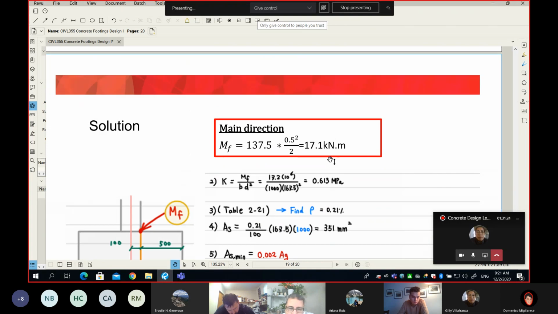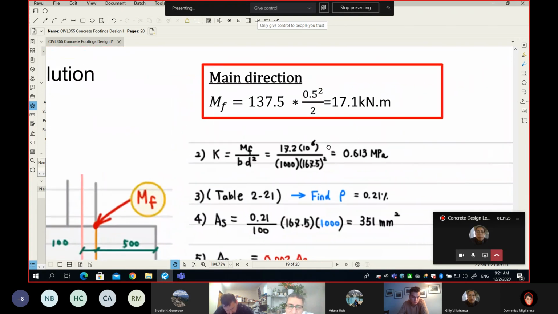How can we find the rebar? Here is the surprise. Nothing new. What you have to do is use MF divided by B D squared, where B is 1,000 always, because it's a 1 meter wide strip. And this number is the D that I got before, and D squared. So we got here our K, and K is equal to 0.613 MPa.